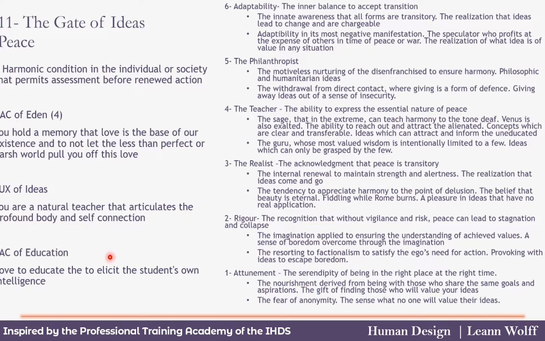Then there is the left angle cross of education. So this is a love to educate. It's about your own experiences so that you can then educate them. So let's look at the very core foundational understanding of this. It's attunement. So the serendipity of being in the right place at the right time. Now, where have we seen that before? We've actually seen serendipity, being in the right place at the right time, in the 46. So the experiential way is so greatly indicating to us, be present in your body. So the nourishment derived from being with those who share the same goals and aspirations. The gift of finding those who will value your ideas. Now, here all of a sudden the word goals comes in again, and goals are actually not a part of the abstract side.